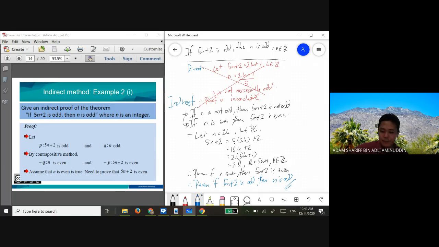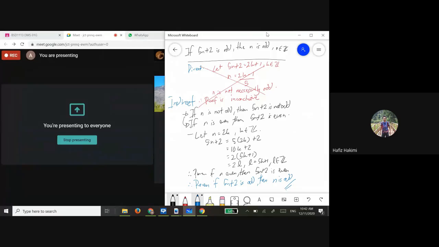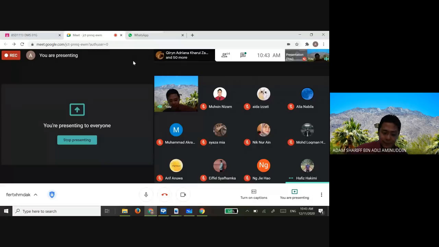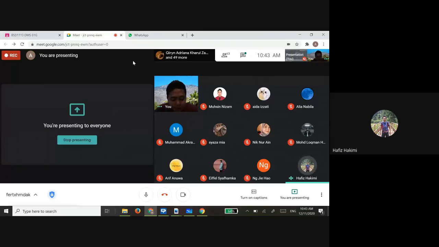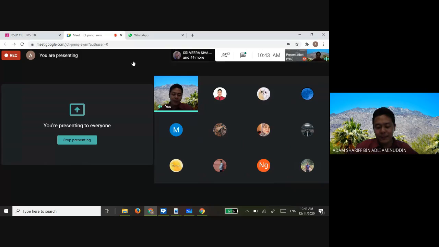And that is it. That is about indirect method. Doktor, sorry, saya nak tanya. Dia macam soalan dekat test kan? Nanti dia akan tanya proof using indirect method ke direct method ke? Okay. Bagus soalan tu sebenarnya.